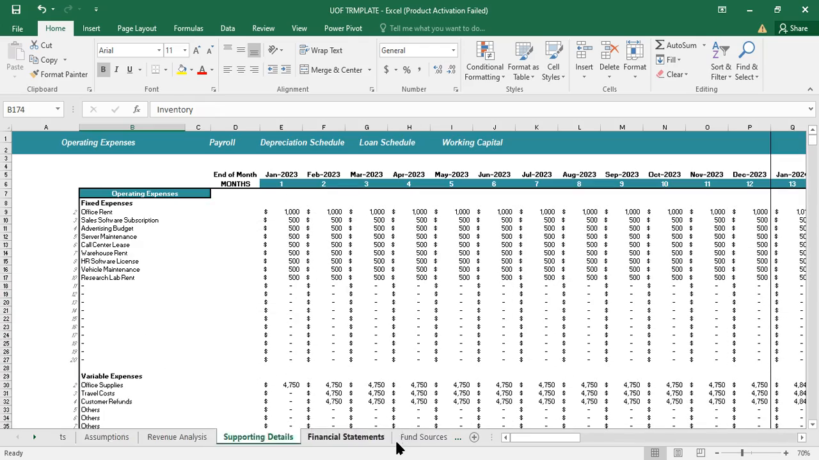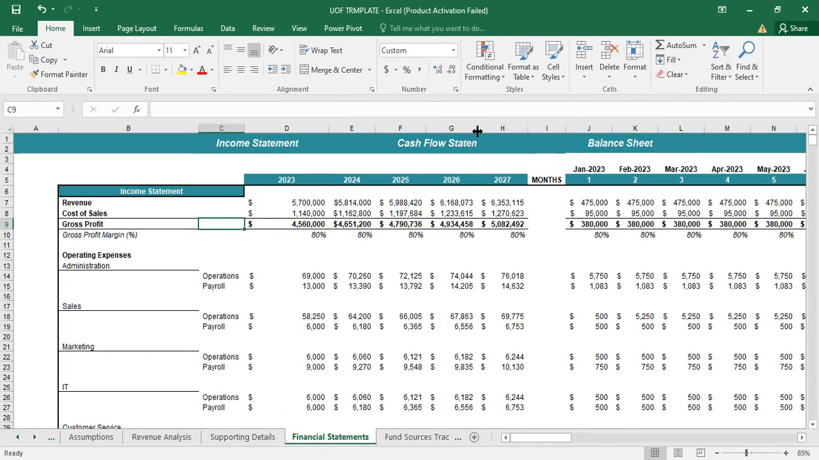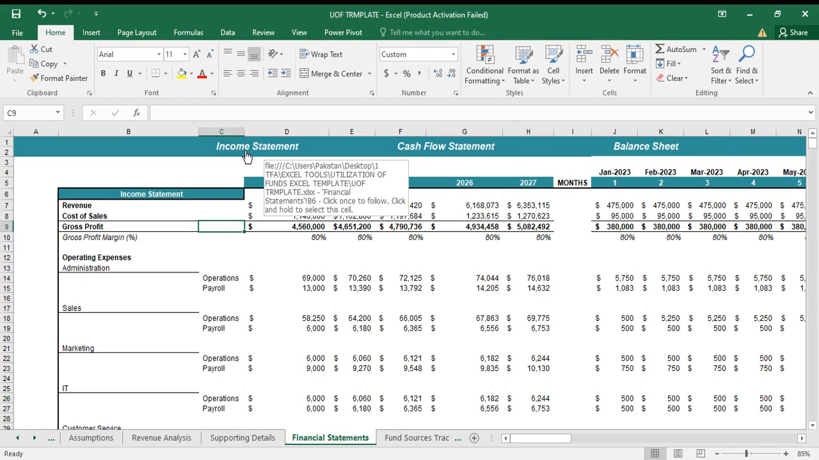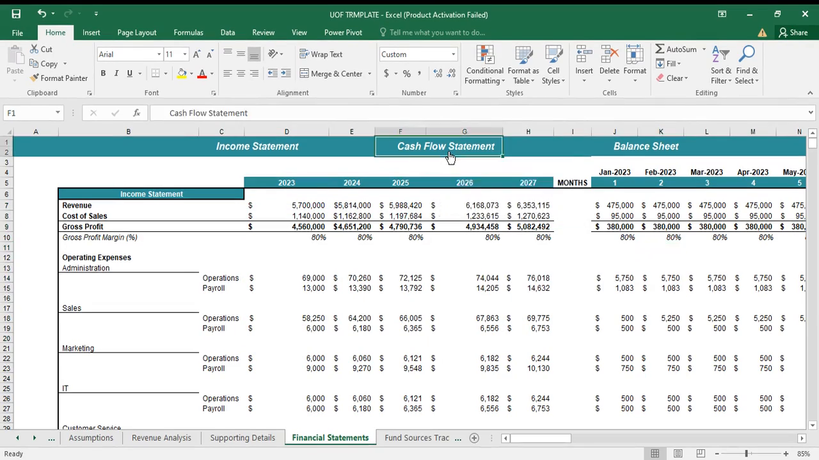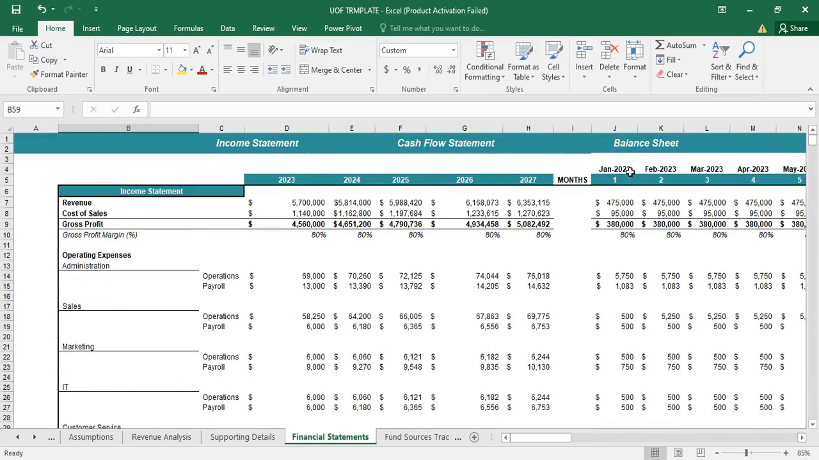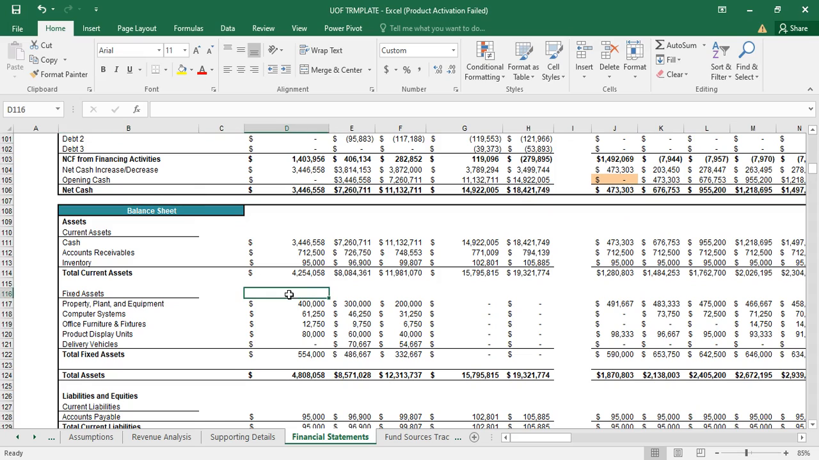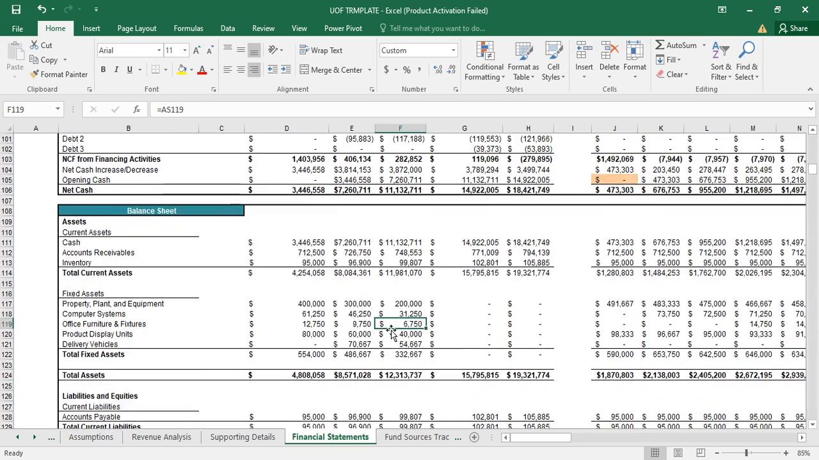Moving on to the next sheet, financial statements. Here we have included the three major financial statements of the business. These include your income statement, cash flow statement, and balance sheet. The income statement shows the financial performance of the business for each of these 5 years and then monthly as well. The cash flow statement shows the net cash increase or decrease for the business, and then we have balance sheet which shows the financial position of the business for each of the 5 years and for each of the 60 months.